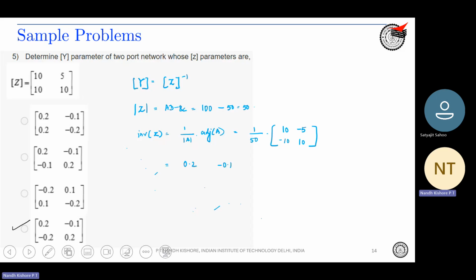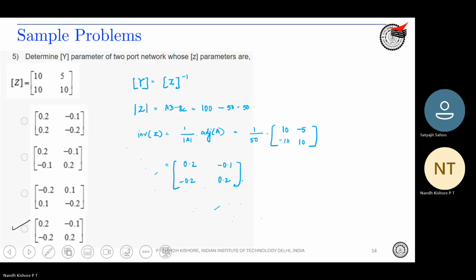And again, this is going to be minus 0.2 and 10 by 50 is 0.2. Yeah, so correct. It is option D. Is this fine? So directly we have written the answer. Yeah, this is also simple only. Yes, sir. It is.